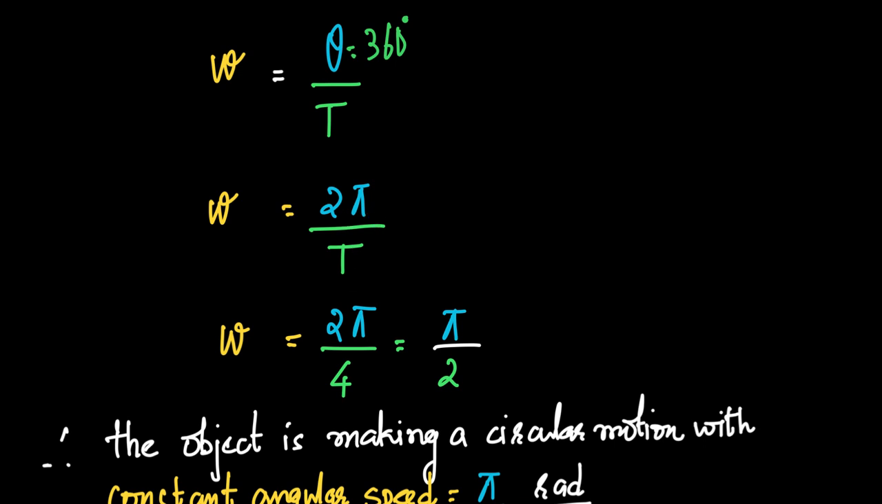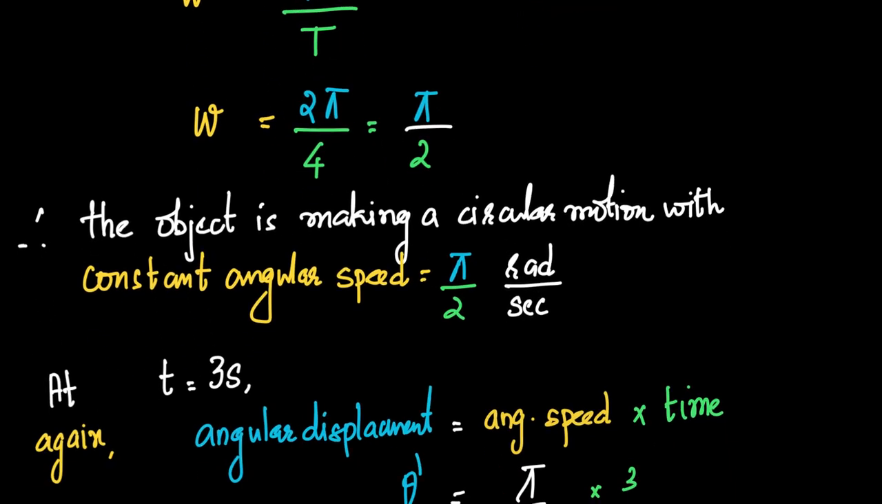And what is the time period? It is given to us that this complete revolution takes place in 4 seconds. Therefore, time is equal to 4 seconds. Therefore, what we get is 2 pi by 4, which is equal to pi by 2. So what is omega? Omega, the angular speed, is pi by 2 radians per second.